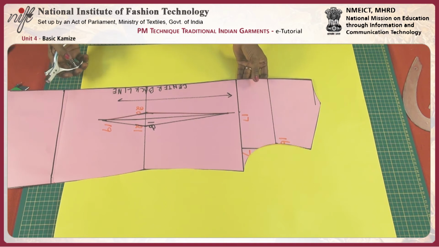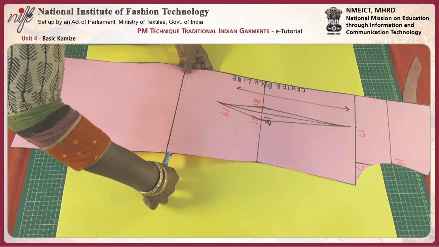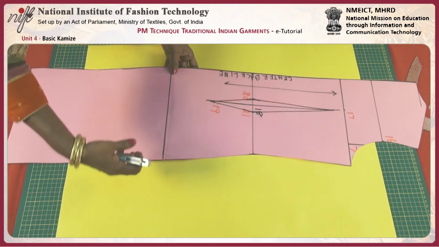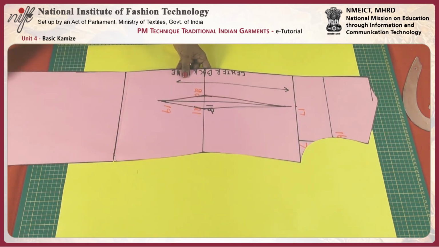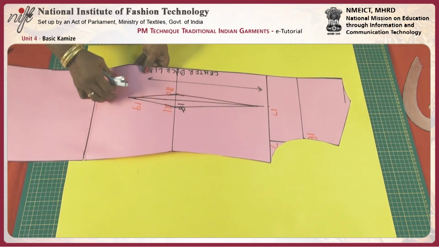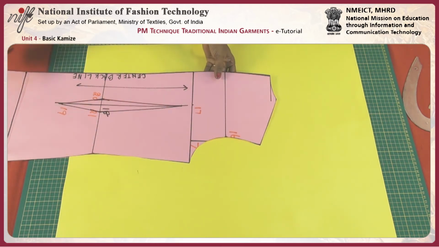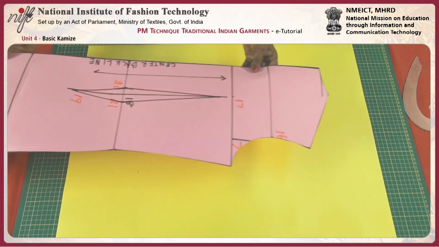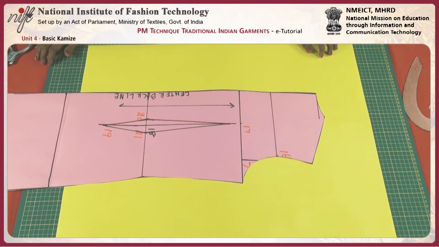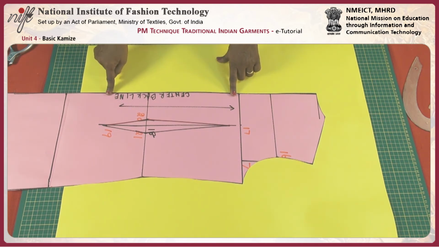Mark the notches of all the basic lines like hip line, waistline, across back line. The back kameez pattern is also ready with the notches and the outline cut. You must mark the grain line, mark the center back line and write the center back also.